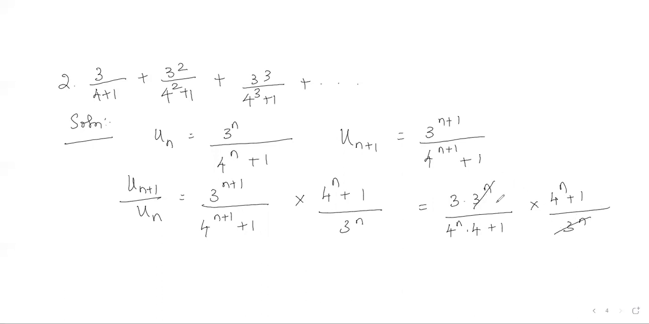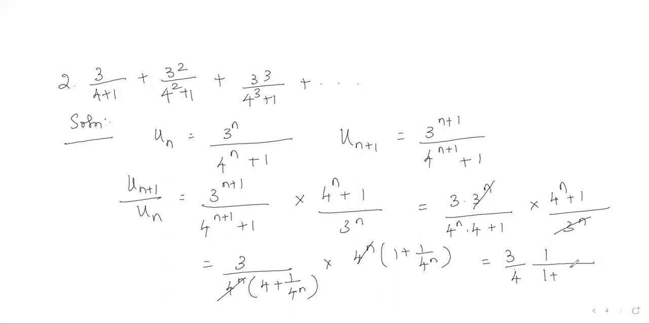Then into 4 power n plus 1 divided by 3 power n, I can cancel this 3 power n. And same way, 3 by 4 power n, I can take common. So therefore, I'll be getting 4 plus 1 by 4 power n, then into, here also if I take 4 power n outside, it will be 1 plus 1 by 4 power n. So now I can cancel 4 power n. So therefore, I'll be getting 3 by, and even this 4 also, if I take 4 outside, by taking 3 by 4 outside, I can write this as 1 plus 1 by 4 power n plus 1.